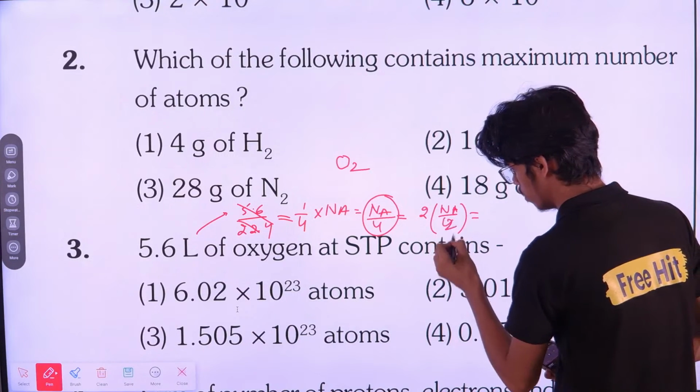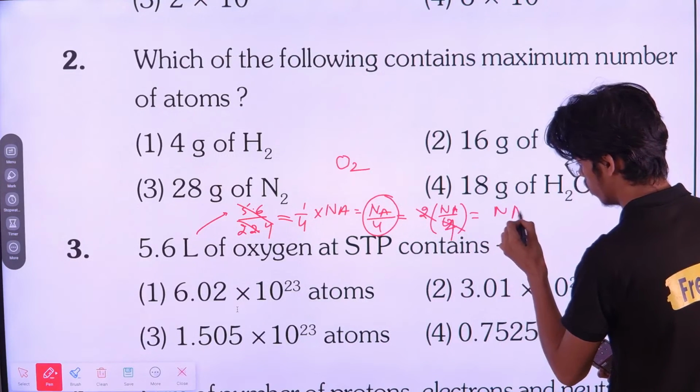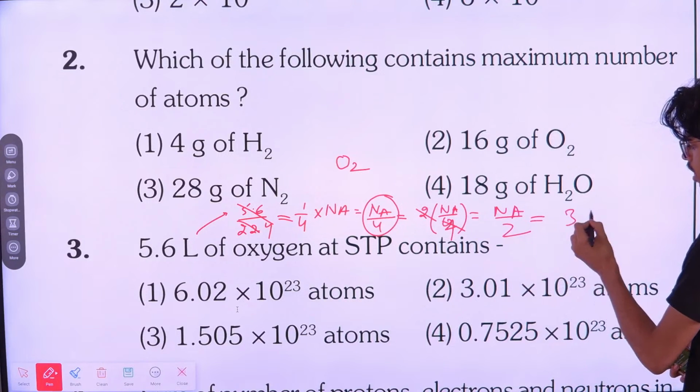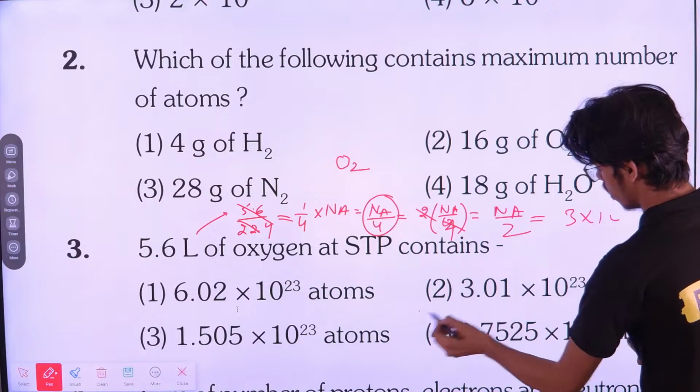Okay, got it? 4, right? Once you cancel it out, Na by 2. So once you cancel out Na by 2, what do you get? Na by 2 is around 3 something. Okay, so 3 into 10 to the power 23 something. So this is the right option.